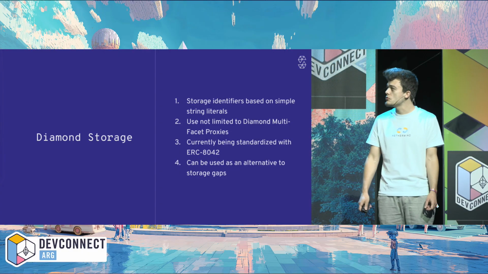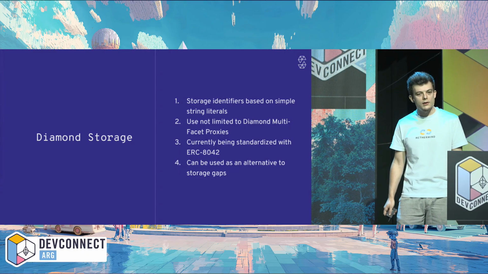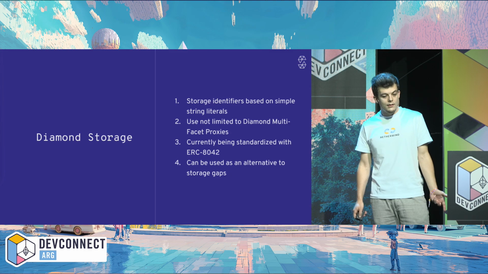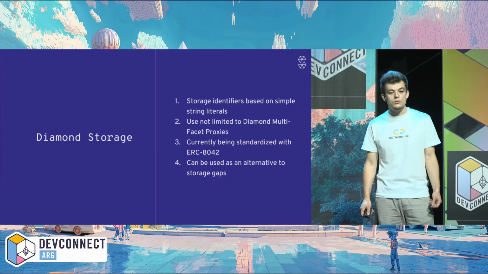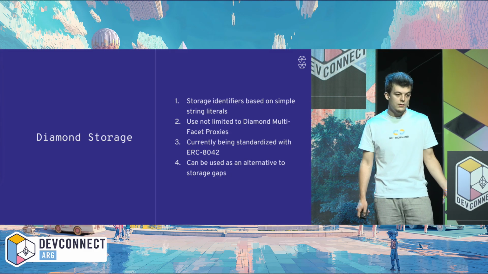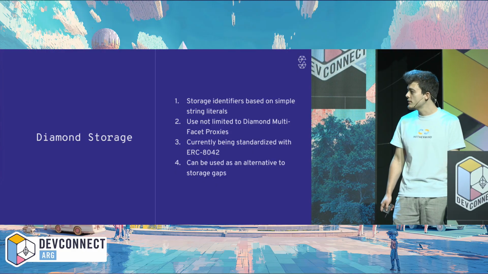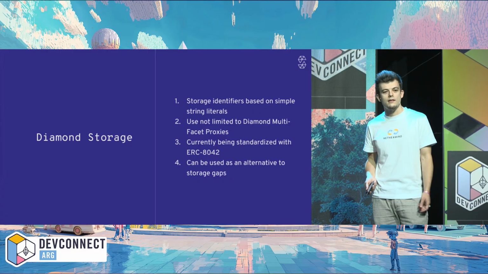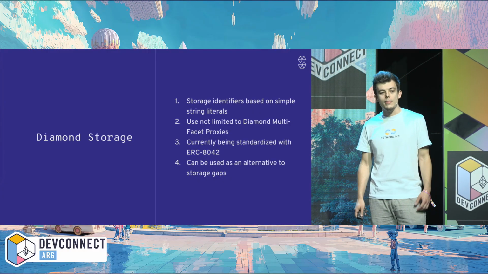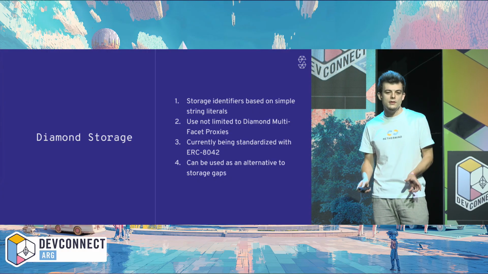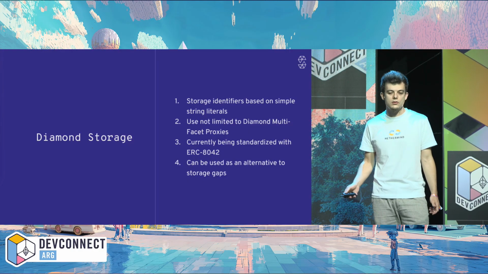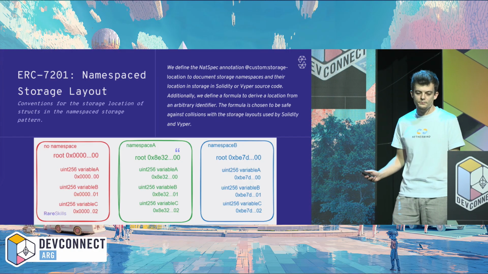So basically, diamond storage uses identifiers based on string literals. It's not limited to the diamond proxy, so you can use diamond storage in any contract you want, which is something quite powerful, like we're going to see. It's currently being standardized with ERC 8042, basically to kind of retroactively validate this as its own standard, separate from diamond proxy, and it can be used as an alternative to storage gaps, like we will see.